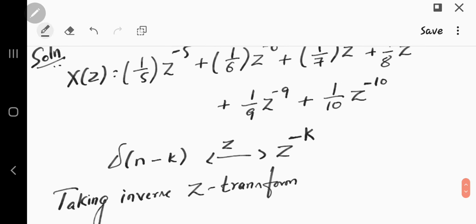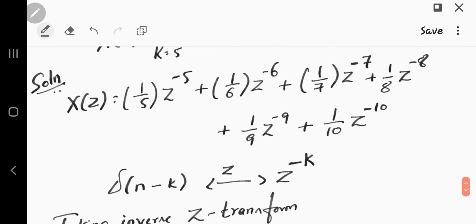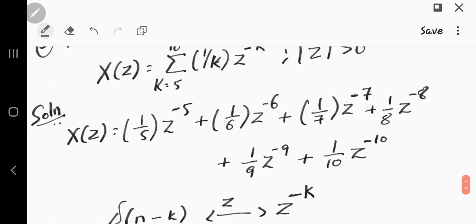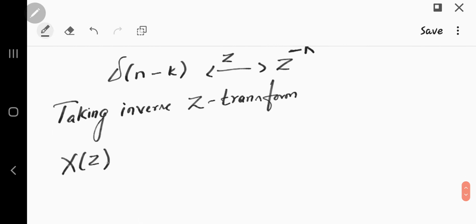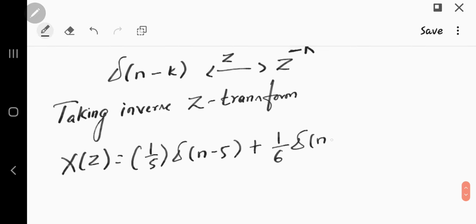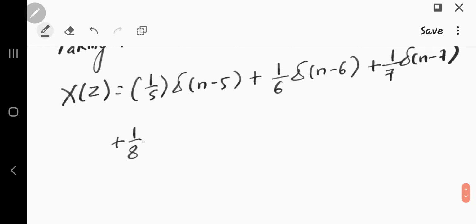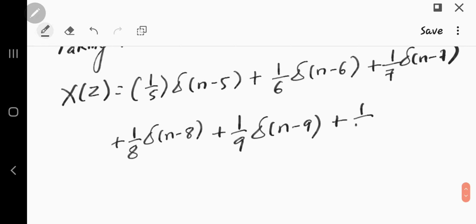So observe this, the quotient 1 by 5 remains as it is. Z to the power of minus 5 is the z transform of delta n minus 5. So that gives us x of z is equal to 1 by 5 delta n minus 5 plus 1 by 6 delta n minus 6 plus 1 by 7 delta n minus 7 plus 1 by 8 delta n minus 8 plus 1 by 9 delta n minus 9 plus 1 by 10 delta n minus 10.